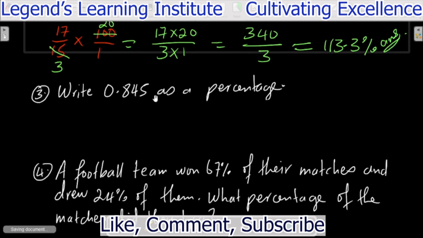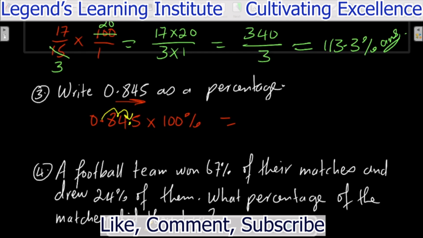Write 0.845 as a percentage. When you want to write a decimal as a percentage, all you have to do is multiply that decimal number by 100. So we simply say 0.845 multiplied by 100%. When you multiply, you move the point to the right, and since 100 has 2 zeros, you move it 2 places to the right, such that you get 84.5% as the answer.